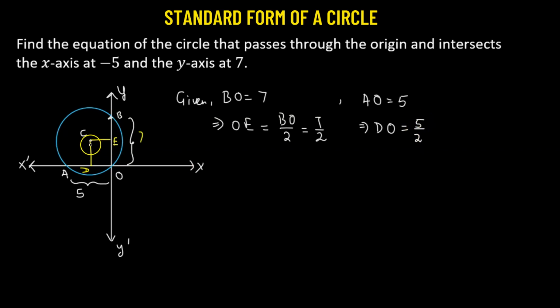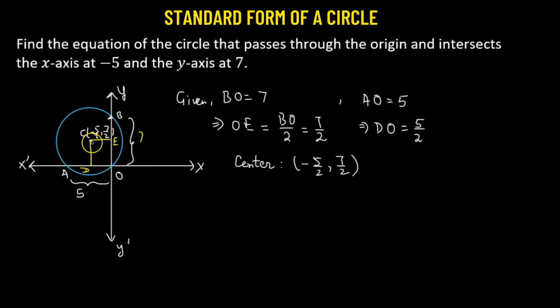Now we are ready to find out the coordinate of point C. So the coordinate of point C consists of the x-coordinate, which is OD. So that's going to be -5/2. We're considering a negative number here because we are on the negative x-axis. And then we have to find out the y-coordinate. That's simply the length CD, which is 7/2 units. So we've obtained the center of our circle. Our center is given by -5/2, 7/2. Let's now find out the radius of the circle.